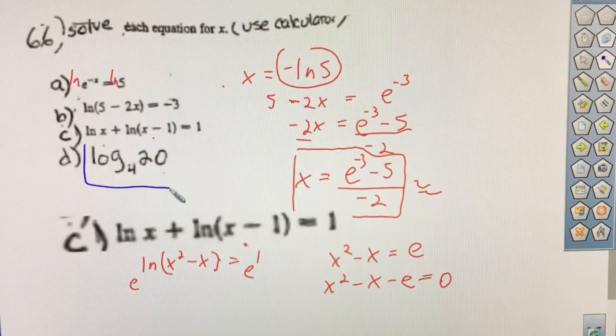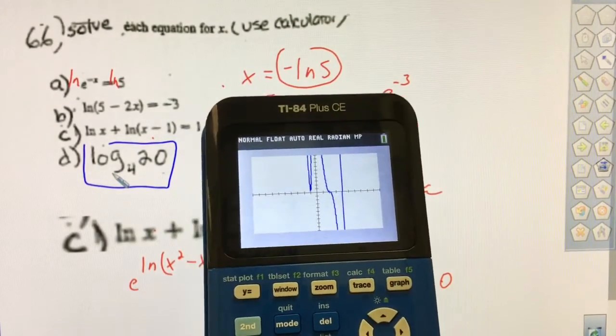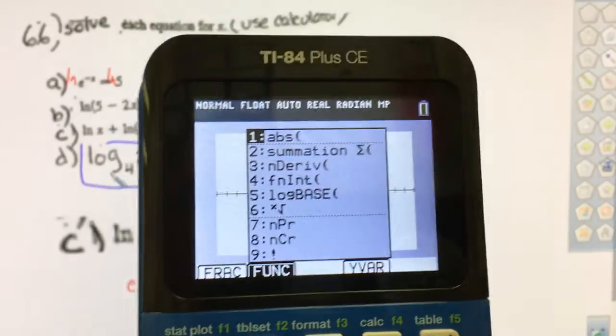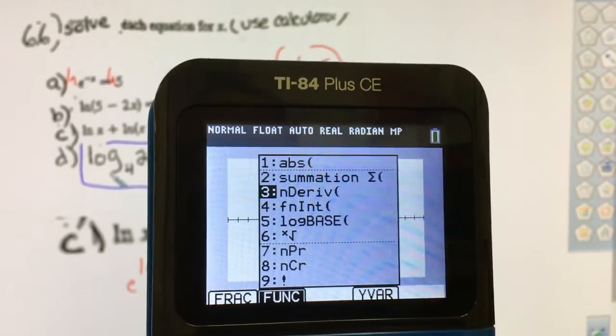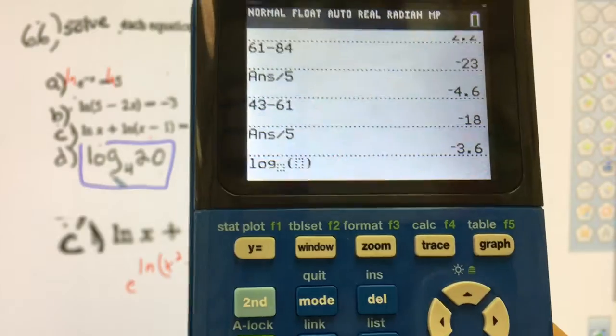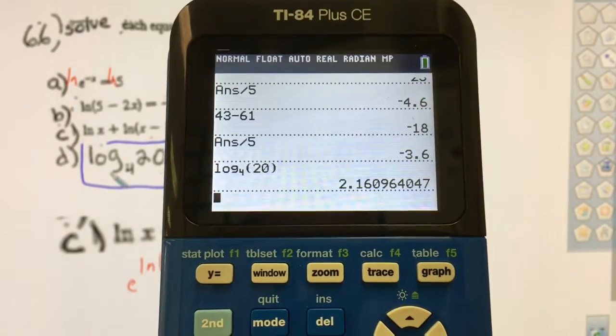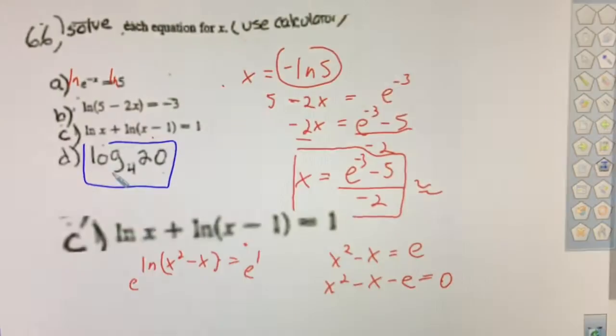Log base 4 of 20. Again, just a calculator problem. I'm going to turn it on, and I think if I hit alpha window, it gives me all the goodies. Alpha window gives you the most used items on the calculator. So log base is the one I'm going for. And notice how it has log base. So the log base is 4. And I'm going to right arrow and type in 20. And it's going to give me a decimal. 2.1609.